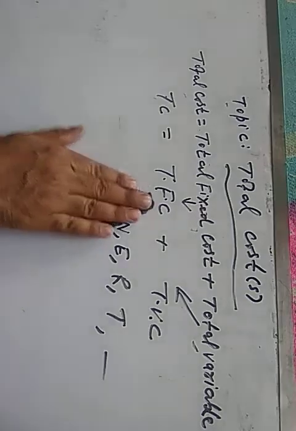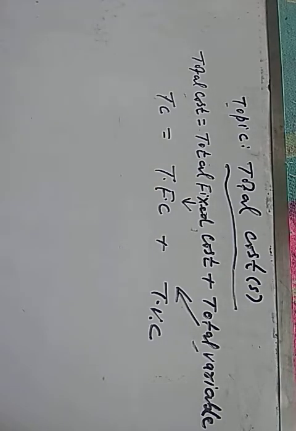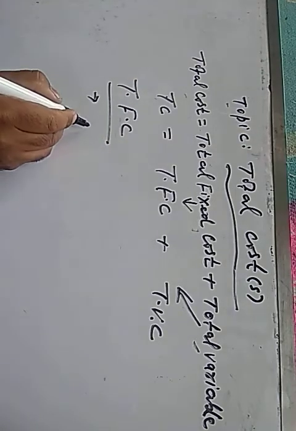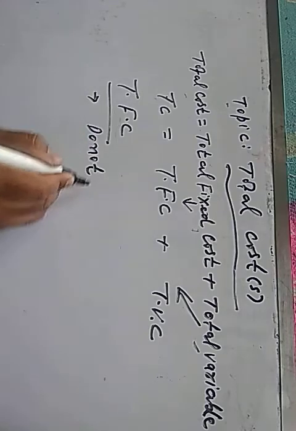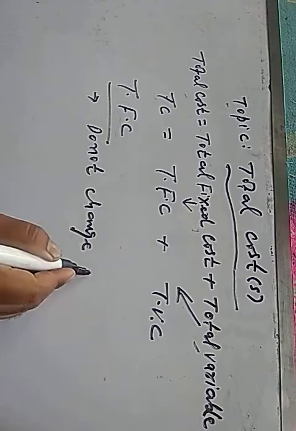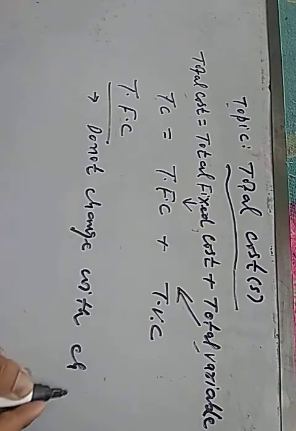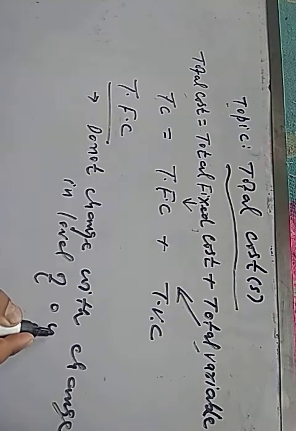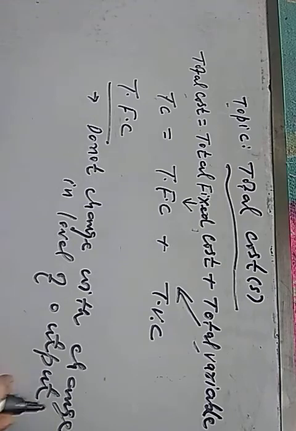Now we will explain what is total fixed cost. Total fixed costs are those costs which do not change with a change in level of output. वो कॉस्ट जो चेंज नहीं होते हैं जब हम लेवल ऑफ आउटपुट, जब प्रोड्यूसर क्वांटिटी ऑफ कमोडिटी का प्रोडक्शन चेंज करता है.